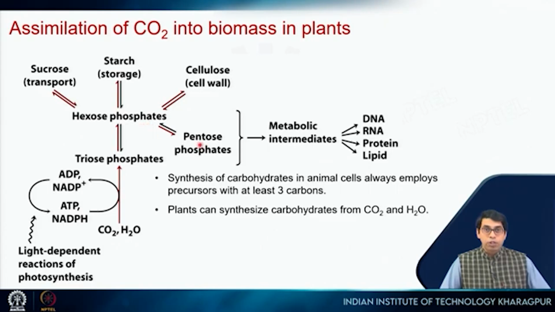It can go into the pentose phosphate pathway that we have already seen, which produces all these metabolic intermediates which are used to synthesize DNA, RNA, proteins and lipids, right. Now, the synthesis of carbohydrates in animal cells always employs precursors with at least 3 carbons. So, they start from here, right, and these 3 carbon molecules can come from the catabolism of glucose or any other carbohydrate source that we have consumed as food, right. However, plants can synthesize these carbohydrates directly from carbon dioxide, right. So, plants can synthesize carbohydrates from carbon dioxide and water, and they use light as the energy source.